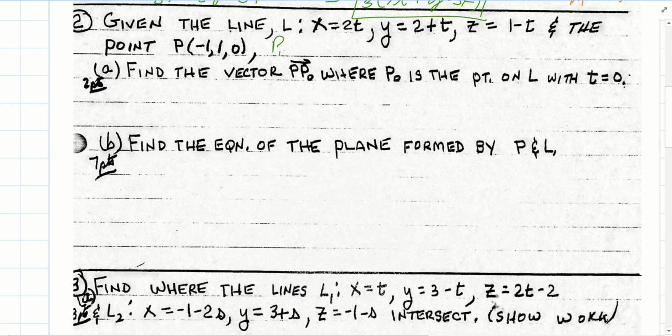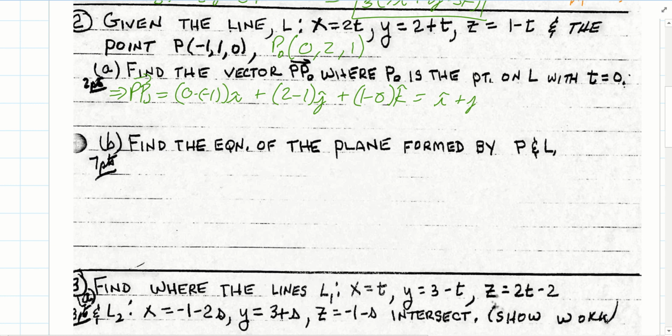So I'm going to say P0. We're going to plug in 0 for each t in here, so it becomes 0, comma 2, comma 1, which means our vector P0 is going to be final minus initial, so it'd be 0 minus negative 1 i, plus 2 minus 1 j, plus 1 minus 0 k. And that will equal 1i plus j plus k.